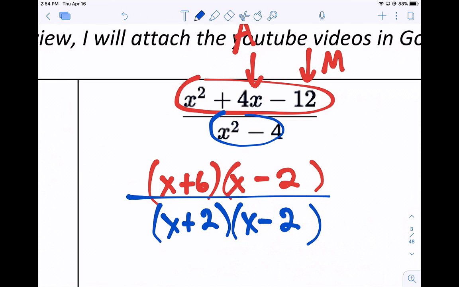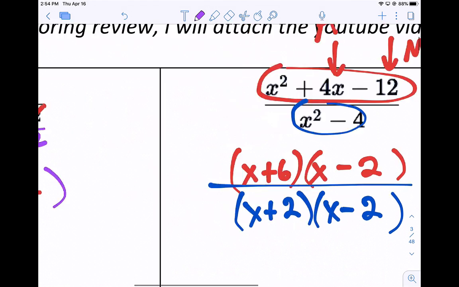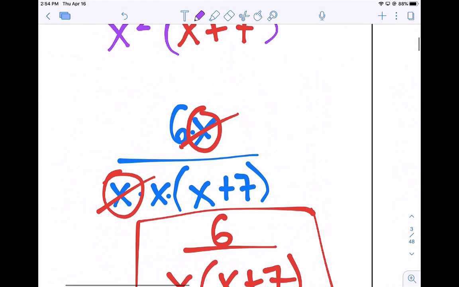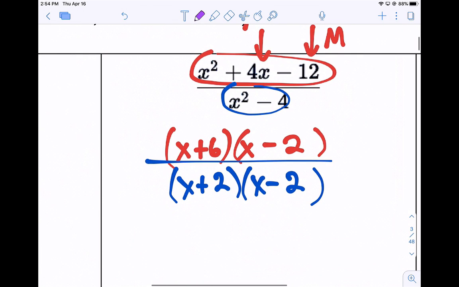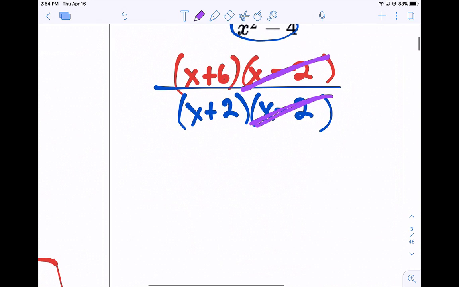Okay, now we look at everything that's being multiplied. So again, in this example, we looked at everything that's being multiplied, and we want to cross off things that are the same. If you look, an x minus 2 and an x minus 2, those are the factors that are exactly the same. They would cancel. And so our final answer would be x plus 6 over x plus 2.